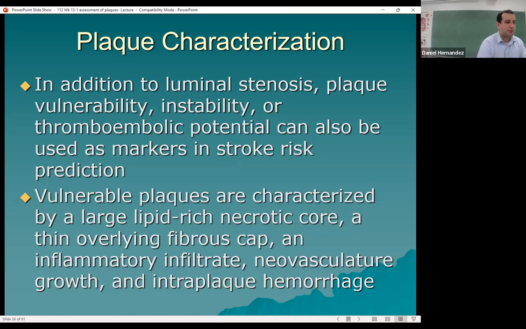So this process of plaque formation is an inflammatory process. It's a process of damage, repair, damage, repair, damage, repair that's going on repeatedly, and over time that leads to the buildup of these plaques.